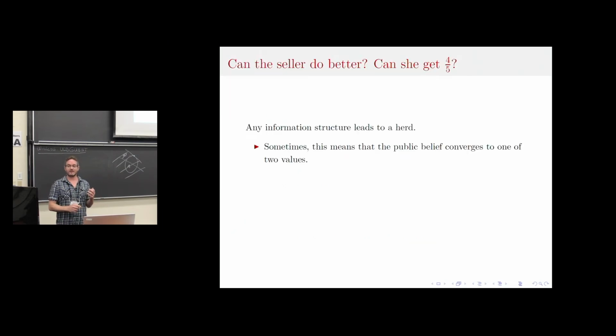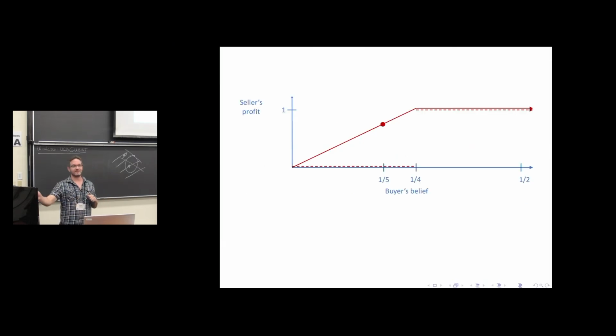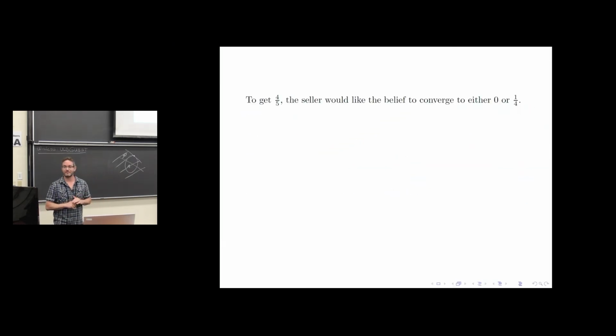Okay, in particular, any information structure is going to lead to a herd. Sometimes it's going to converge. What that means is it's going to converge to 2 posterior beliefs. And what we'd like is that these posterior beliefs that the herd converges on are 0 and 1/4, right? The beliefs that support the optimal value in Bayesian persuasion, right? The 0 and 1/4 on here.